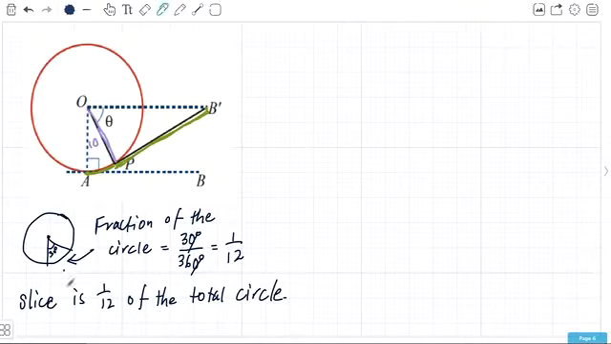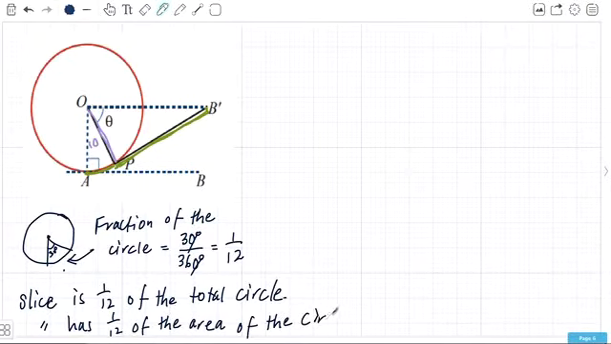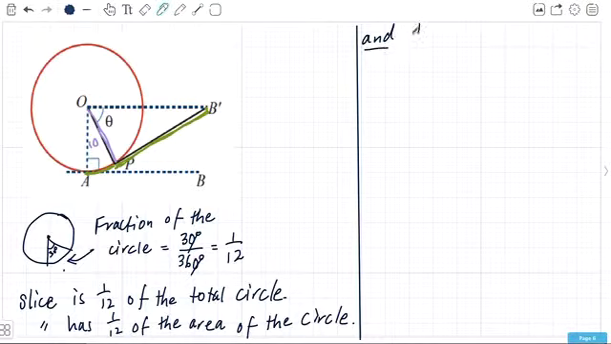What that also means is that the slice has 1/12 of the area of the circle, and it also means that the slice has 1/12 of the circumference of the circle as well. So if we think about 1/12 of the circumference, that links to what we're looking at here. We're actually looking at a little piece. So all I want you to focus on for now is this little slice here of the circle, so we can try and find this part of the string.